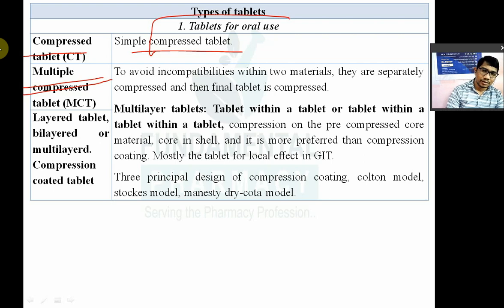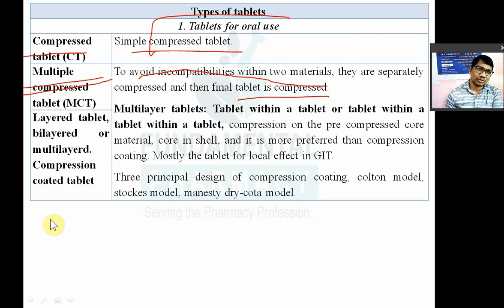After that you have to make another compressed tablet of your phenylephrine, and then finally compress both two, to avoid the incompatibilities of drugs, okay. So multiple compressed tablets are mostly produced due to incompatibilities. To avoid the incompatibility within two materials, they are separately compressed, and then finally they are compressed together.